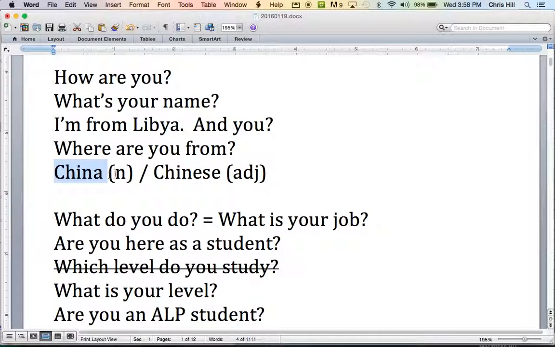Remember, China is a noun. I am from China. Chinese is an adjective. I am Chinese.